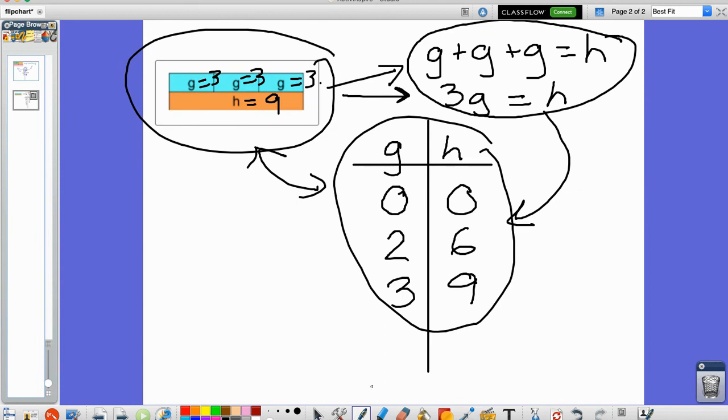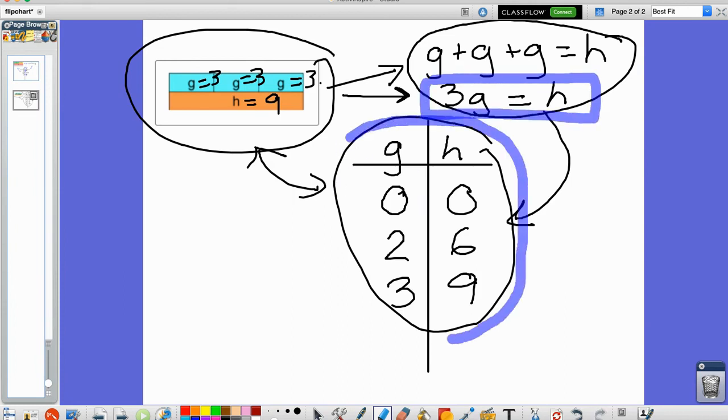Okay? And by the way, as we keep trying to understand this better, do you see how this connects with the table? Okay? What it's saying here, so let's look at this equation. It says take 3 and multiply it times g, and you get h. Is that right? Is that correct? Let's try it. Take 3, multiply it by the g, and you get h. Is that true? Let's test it.